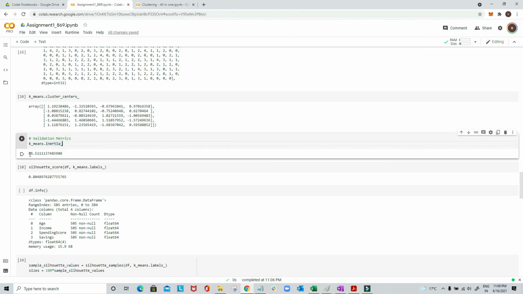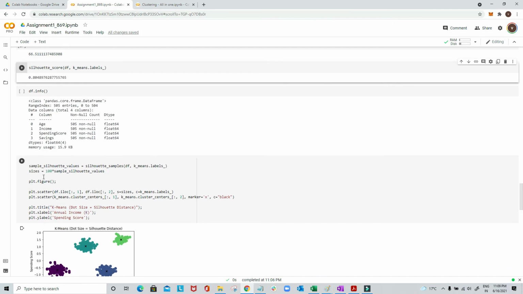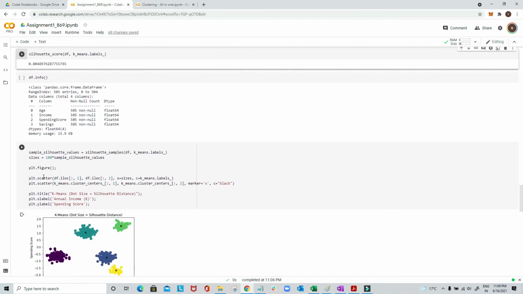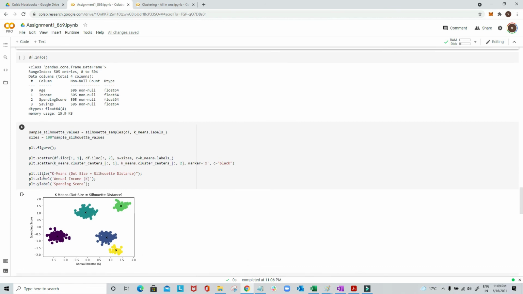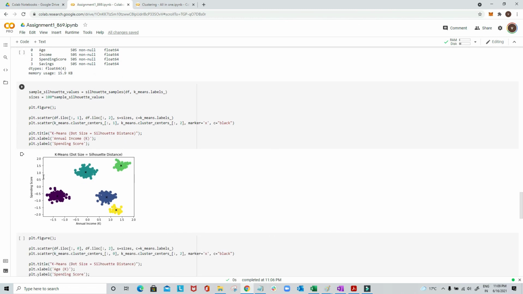After that, as we discussed, inertia. So basically this 66 tells us, with k equals 5, this is the inertia value. And the Silhouette score for k equals 5 clusters is 80%, which is actually good. But as we know, k is a hyperparameter, so when we change the value of k, we can check how the inertia value is and also how the Silhouette score is.